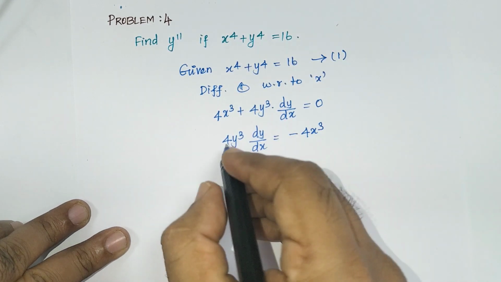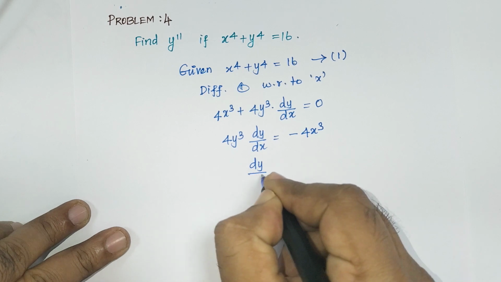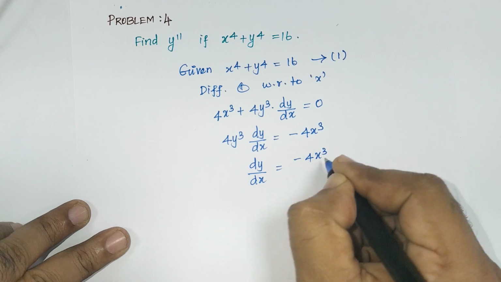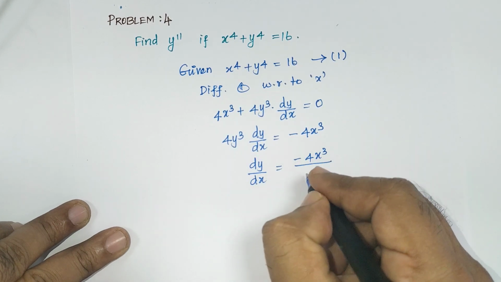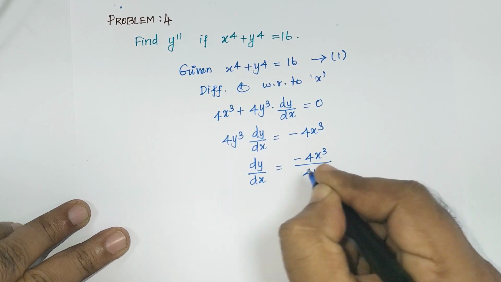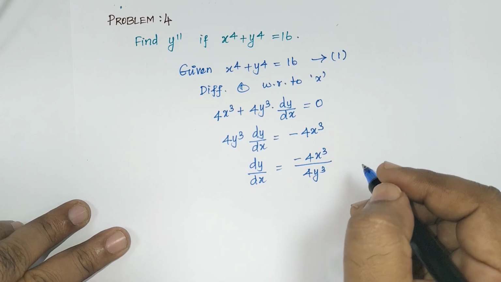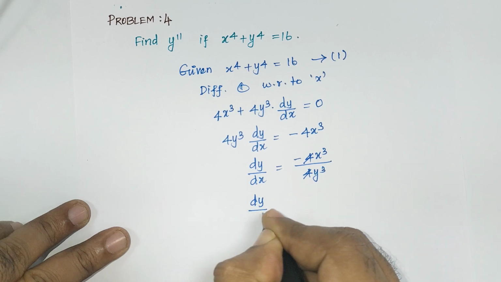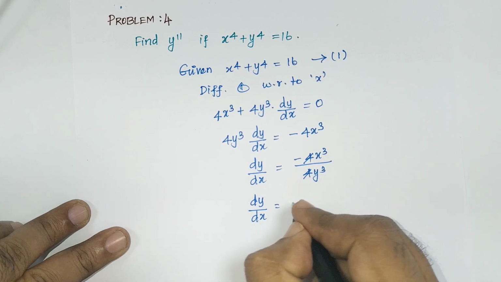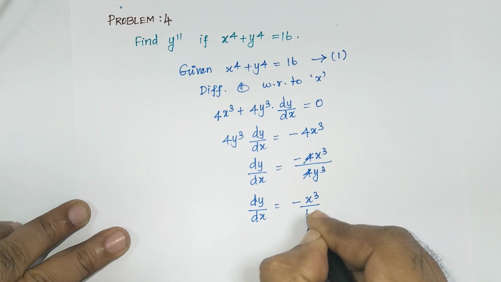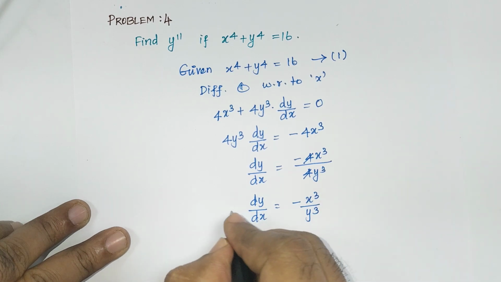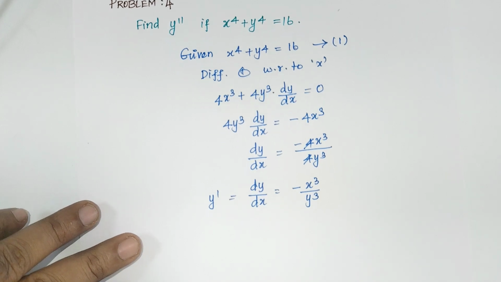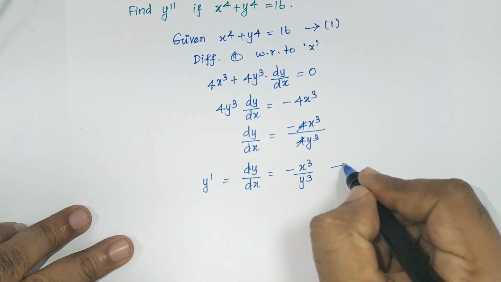Okay, I will write dy by dx is equal to minus 4x cube. Shift this 4y cube to the right hand side, it goes to the denominator on the right hand side. 4, 4 will cancel. We will get dy by dx equal to minus x cube divided by y cube. Okay, so this we can write as y dash. Then we have to find y double dash. So this is equation 2.